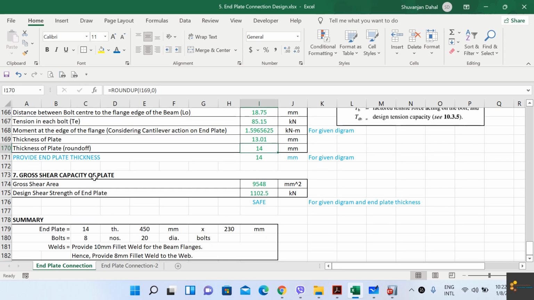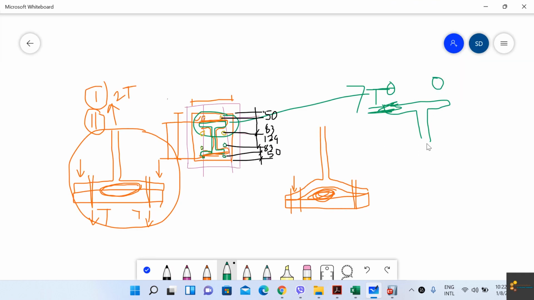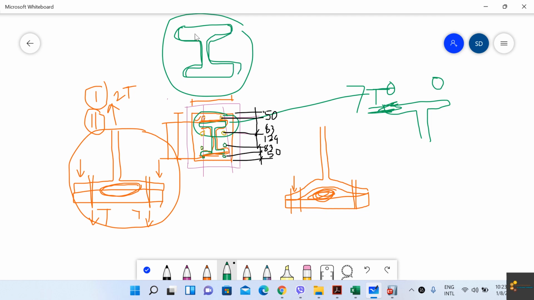Now finally, let's check for the gross shear capacity of plate. The gross shear area comes out to be 9548 millimeter square. Now this gross shear area is calculated as this whole area. For example, let me go to my diagram. If this is the I-beam that we are connecting to our column section, just find the perimeter of this beam here and then multiply this perimeter by the thickness of our end plate that we will be using.